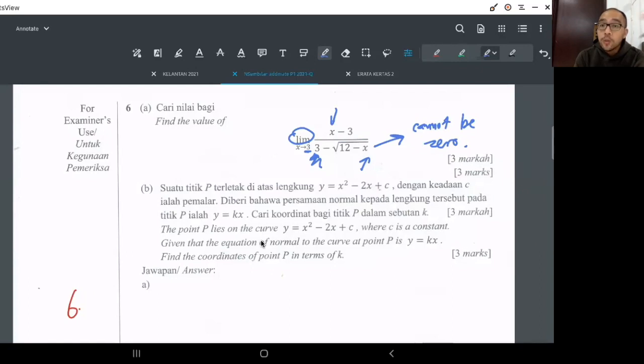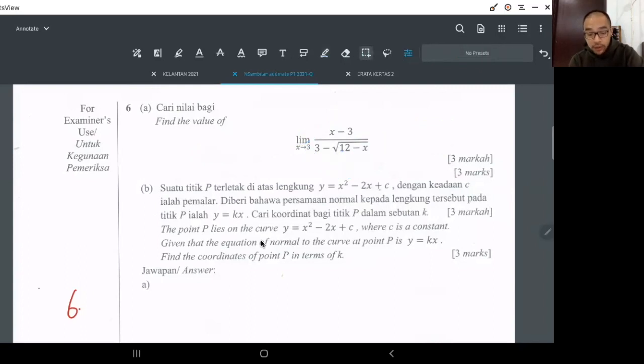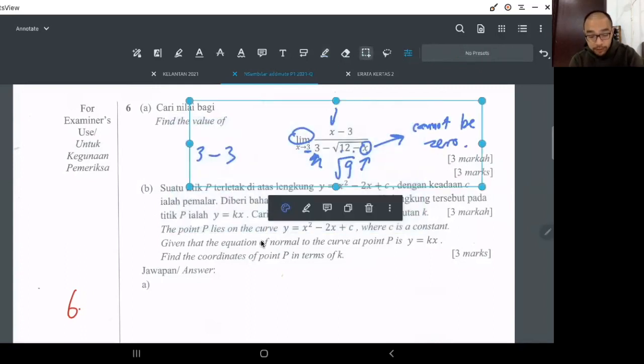So we find that when we substitute 3 into this x, 12 minus 3 will be 9. Square root of 9 is 3. 3 minus 3 will be 0. So that is a problem. That is a problem for us. We cannot substitute x equals 3 yet. So we will have to think of another method to solve this problem.